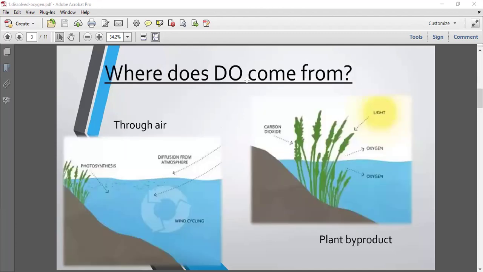Where does DO come from? It comes through photosynthesis and diffusion from the atmosphere, wind cycling, carbon dioxide, and plant by-products.